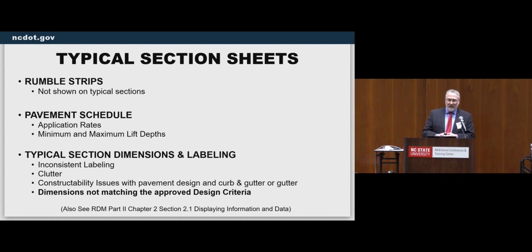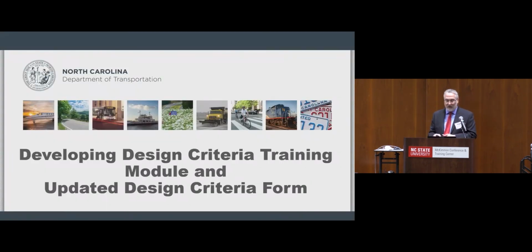We also have additional information in Part 2, Chapter 2, Section 2.1, which is titled Displaying Information and Data, in the new Roadway Design Manual. It's also a good resource when developing typical sections, in addition to Chapter 3 in Part 2 of the new Roadway Design Manual. I'll now turn the presentation over to Sherry so that she can discuss the design criteria spreadsheet.